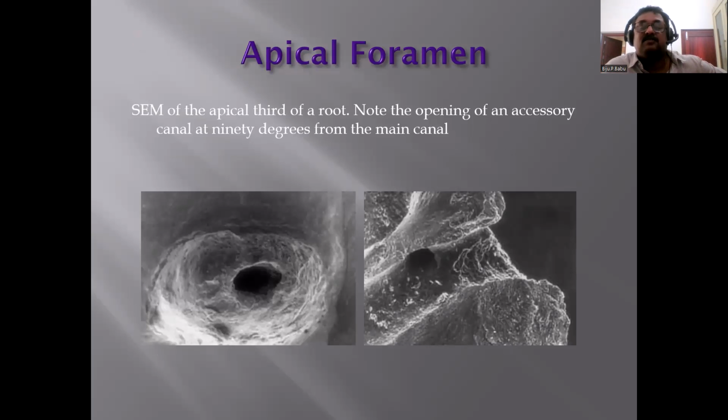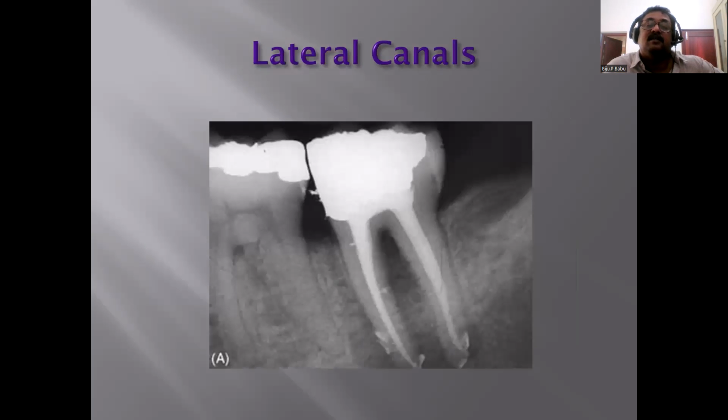Now, these are just to show you the SEM picture of the apical foramen and lateral canals. The apical foramen is a major pathway of communication with the pulp, and you can also see the lateral canal, which can also communicate from the pulp to the external tooth surface. This is the radiograph showing the obturated tooth, but clearly you can see a few lateral canals on the lateral surface of the root, which were the possible venue for communication between the pulp and the periodontium.